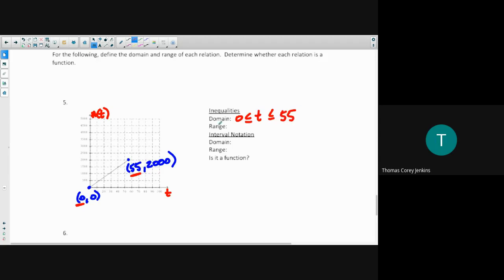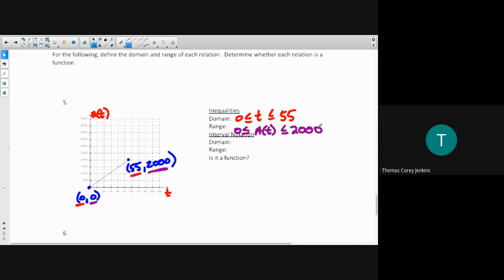The range is talking about the output variable. All right, so my output variable goes from here up to here, right? So that goes from 0 to 2000. All right, so that would be 0 is less than or equal to A of t is less than or equal to 2000.